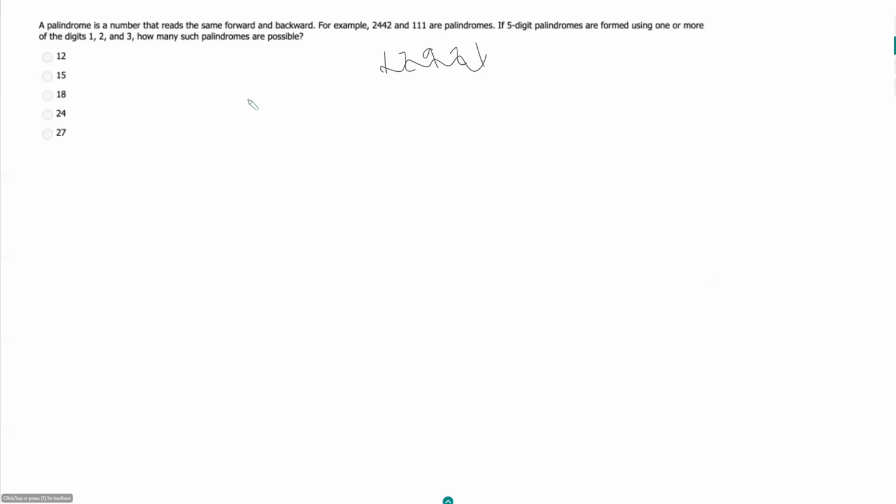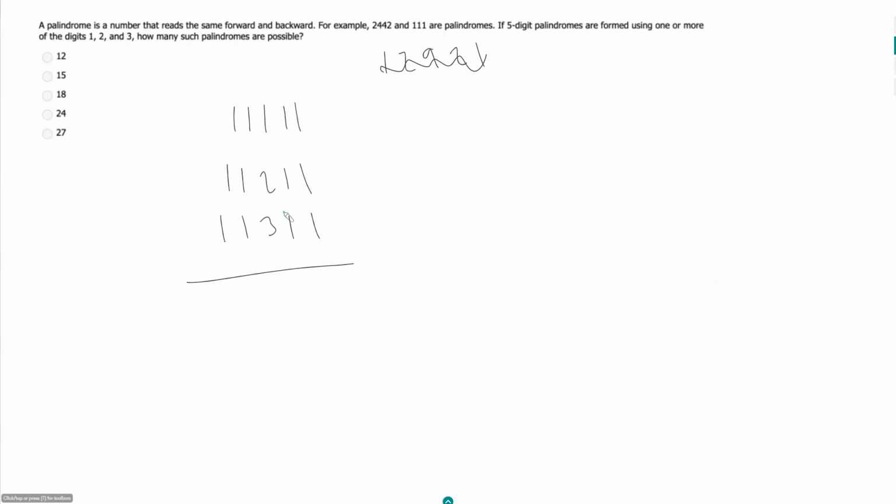What are some of the simpler examples? So 1, 1, 1, 1, 1. This would be a 5-digit palindrome. 1, 1, 2, 1, 1 would be another one. 1, 1, 3, 1, 1. And then we can't go to 1, 1, 4, 1, 1 because we have to stop at 3. We can only use 1s, 2s, and 3s. So here is one triplet.